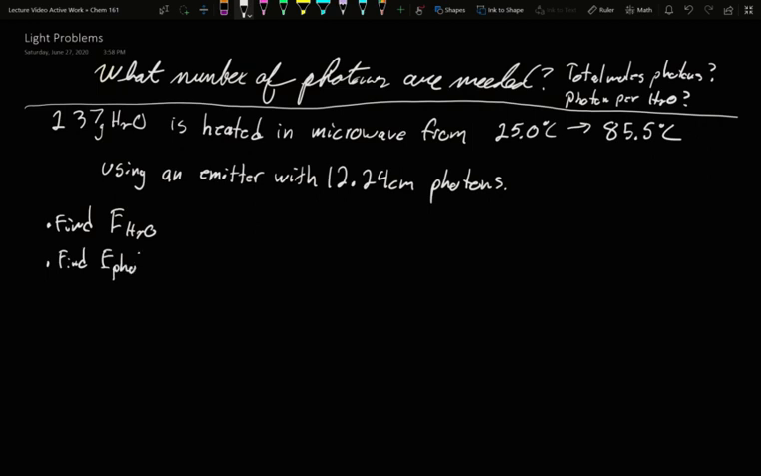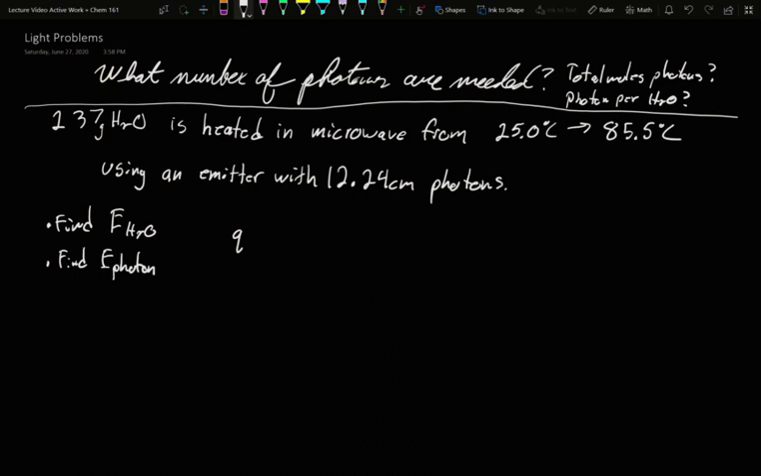each photon. Because remember, photons of a wavelength have a set energy. So while the total of all my photons has to add up to the energy of water, each individual photon has a set energy. So I'll need to find these two so I can relate them. So step one, let's find that water.